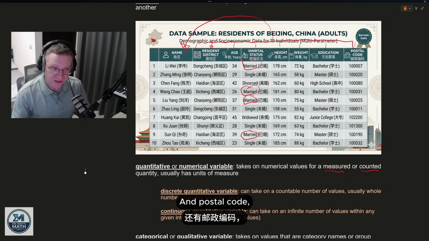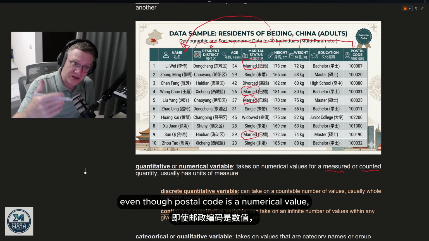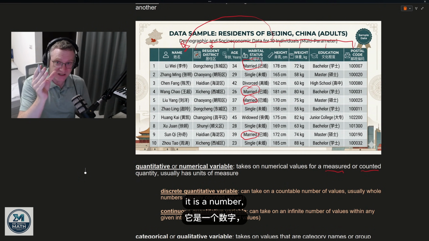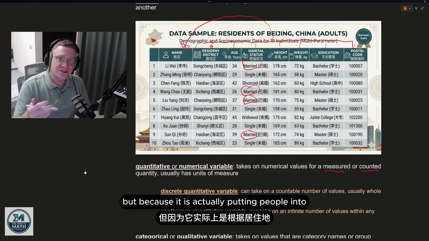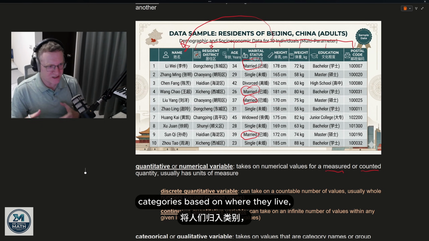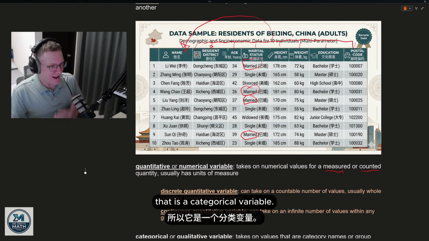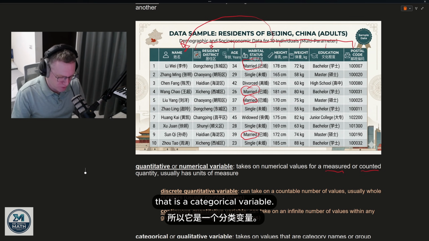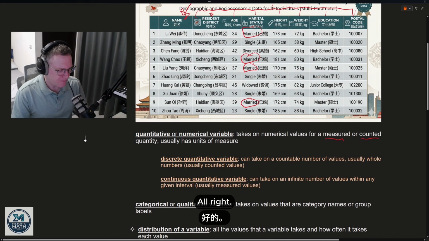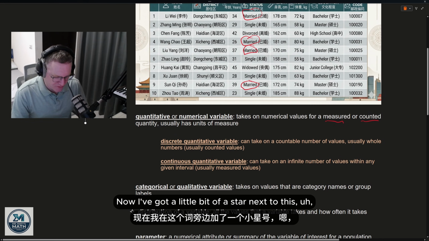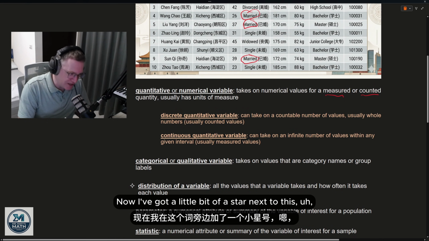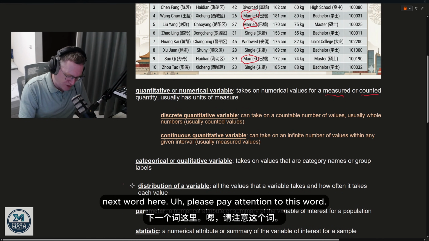And postal code, even though postal code is a numerical value, it is a number, but because it is actually putting people into categories based on where they live, that is a categorical variable. All right. Now, I've got a little bit of a star next to this next word here.